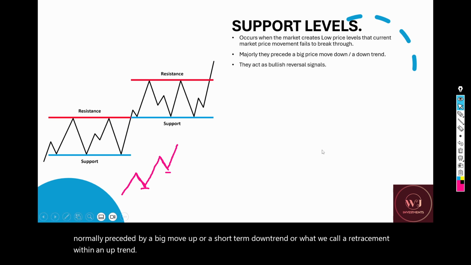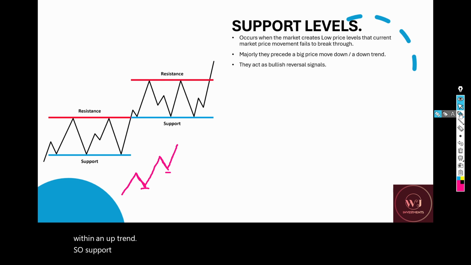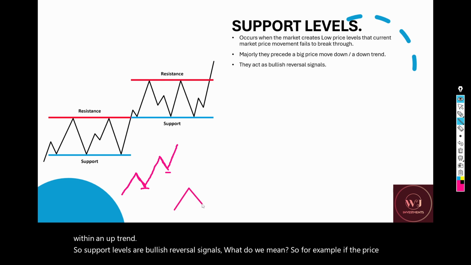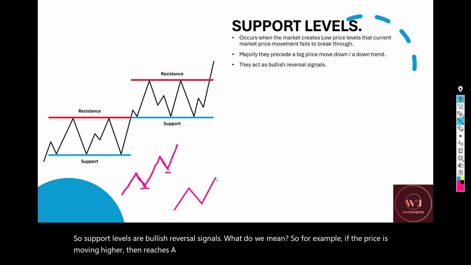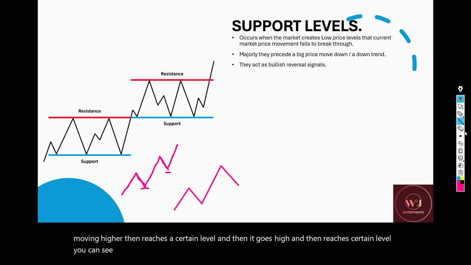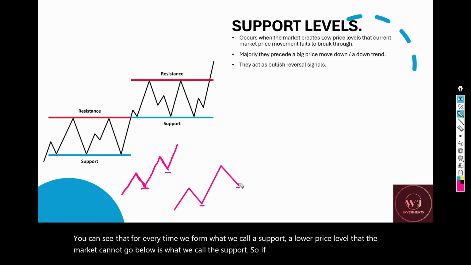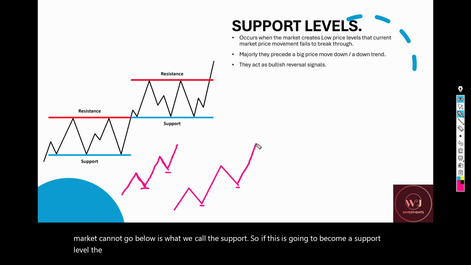So support levels are bullish reversal signals. What do we mean? For example, if the price is moving high, then reaches a certain level, and then goes high again and reaches a certain level, you can see that every time we form what we call a support, a lower price level that the market cannot go below. If this is going to become a support level, the price is expected to go high. That's why support levels are considered bullish reversal signals.